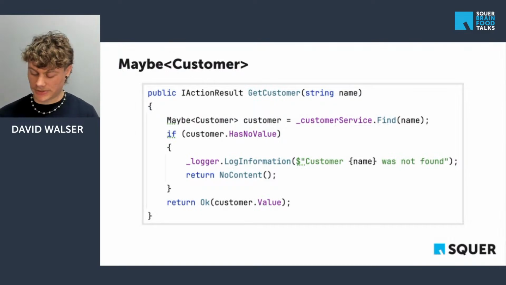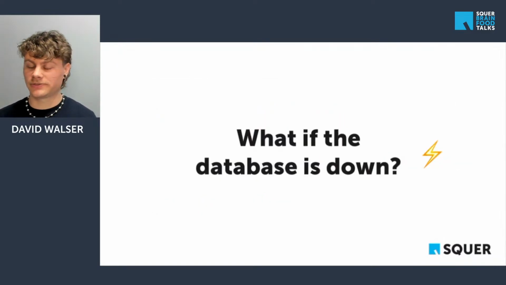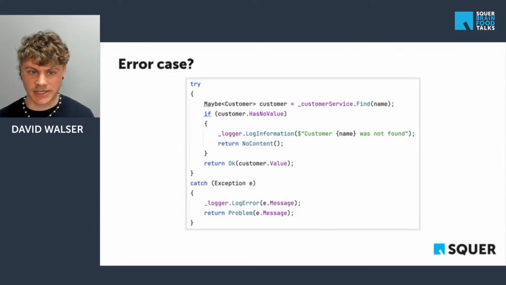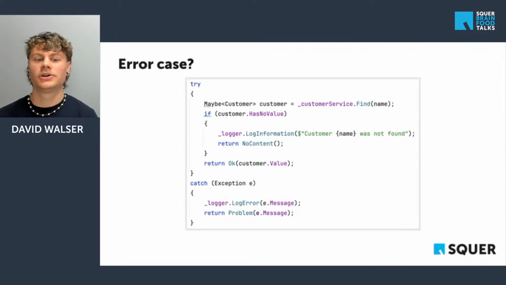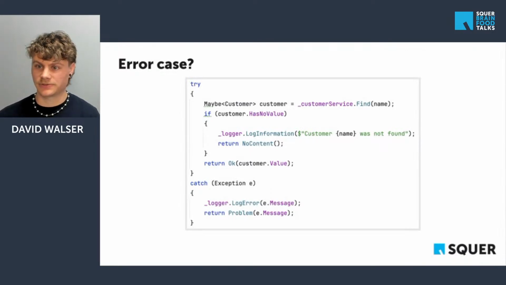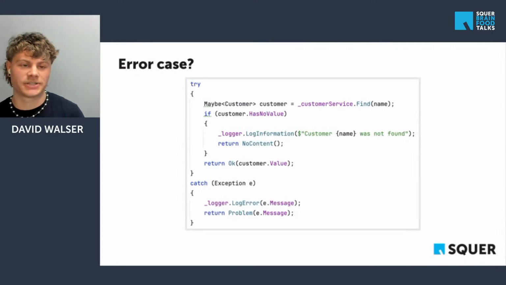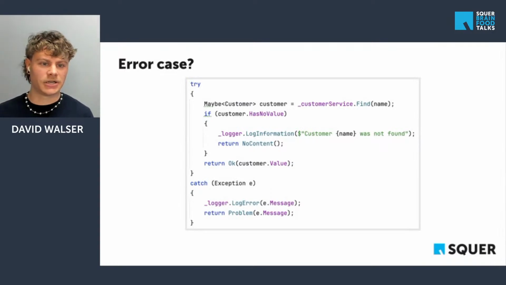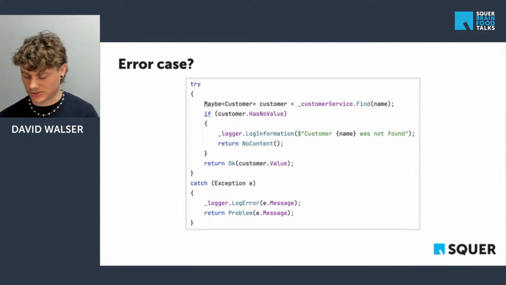So good so far, but what if an error occurs? What if the database is down? Well, a simple solution here would be to add a try catch. Inside the try, it's still the same as before with the maybe, but now we catch the exception if something goes wrong and log an error, returning 500 with what went wrong, the exception message. But that's already a lot for just getting a customer.